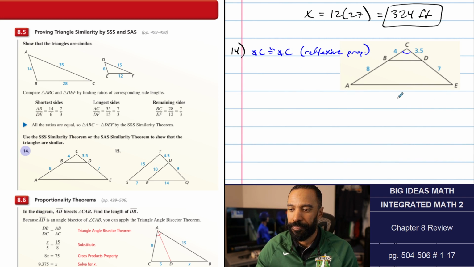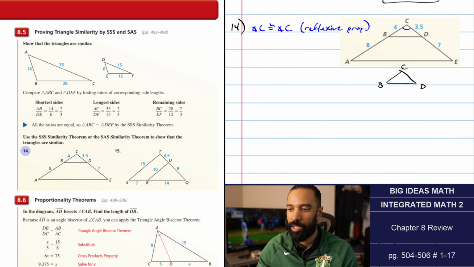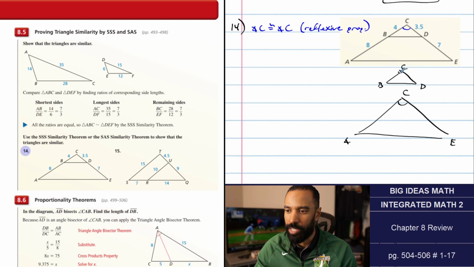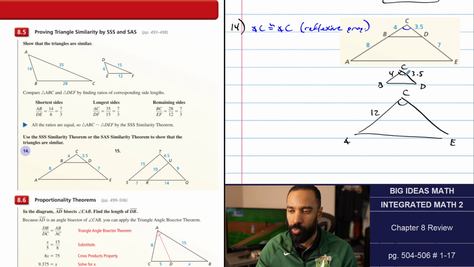Let me do this first. I'm going to draw the two triangles separately, CBD. I should have done this first when talking about the reflexive property. So CBD and CAE, and these are the ones that are congruent here, but these are the side lengths, 4 and 3.5. This isn't just 8. This is 4 plus 8. This is 12. 3.5 plus 7 is 10.5.